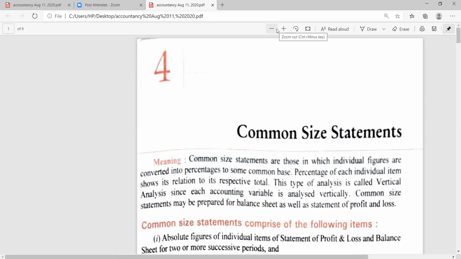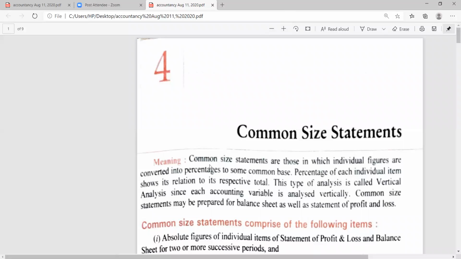So today we will learn how a common base is taken, how the percentage is converted, and how the common size statements are prepared. After learning this chapter, you will come to know how common size statements are prepared, whether it is a common size balance sheet or a common size statement of profit and loss.